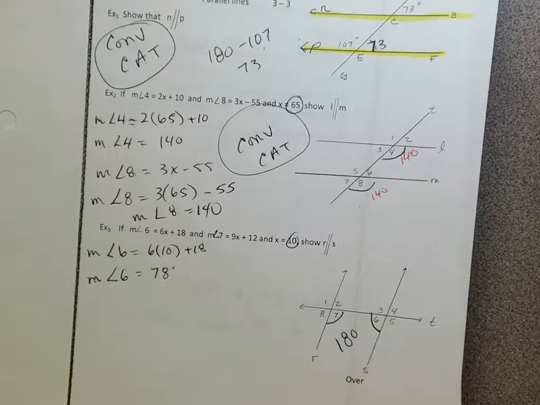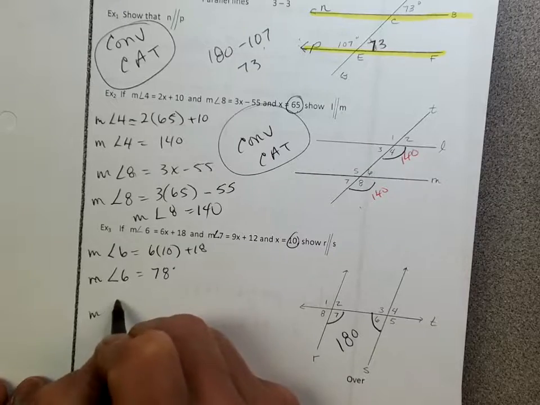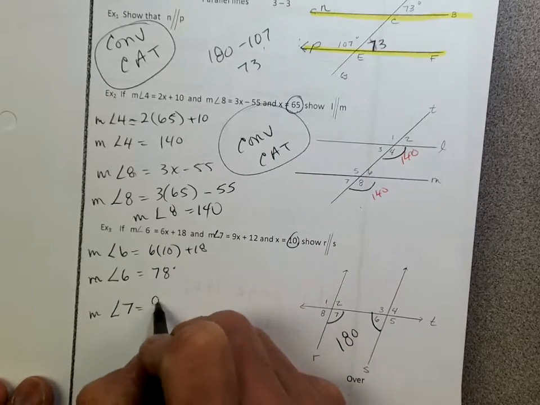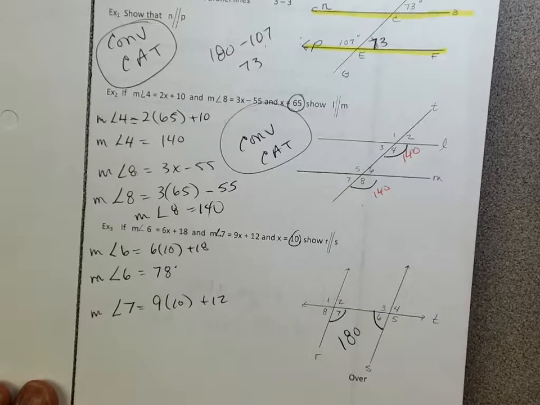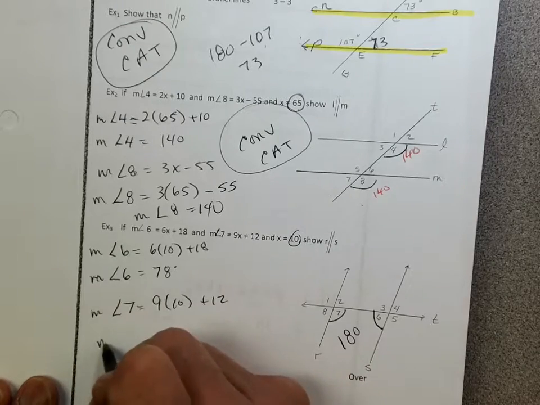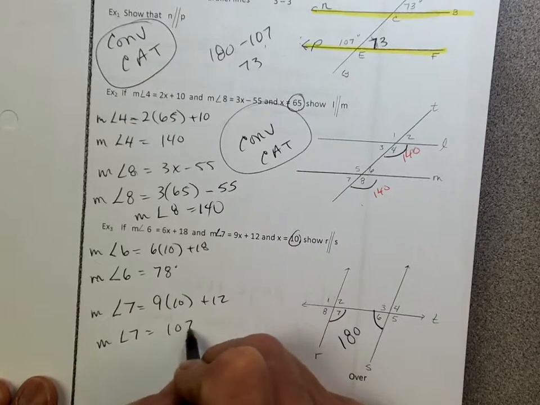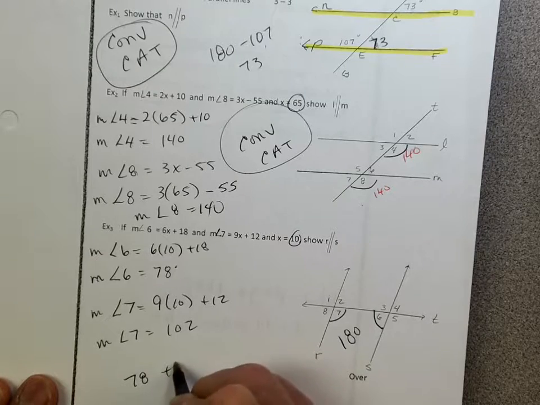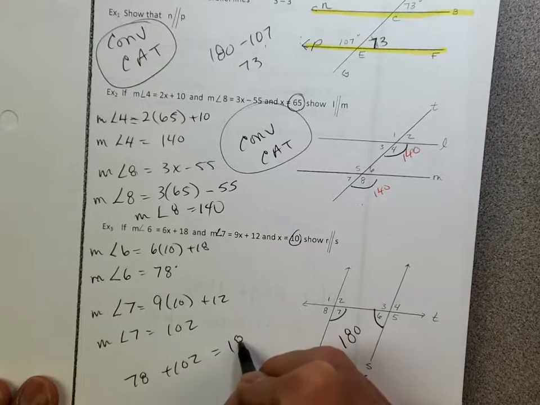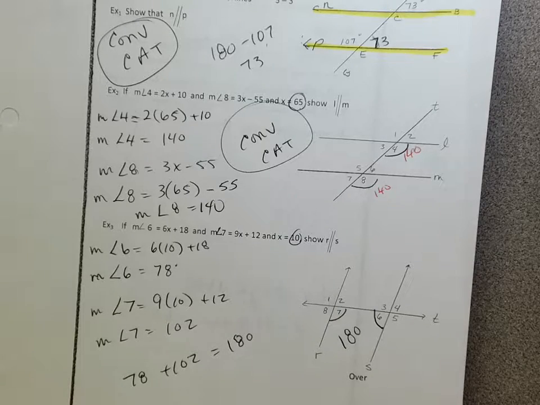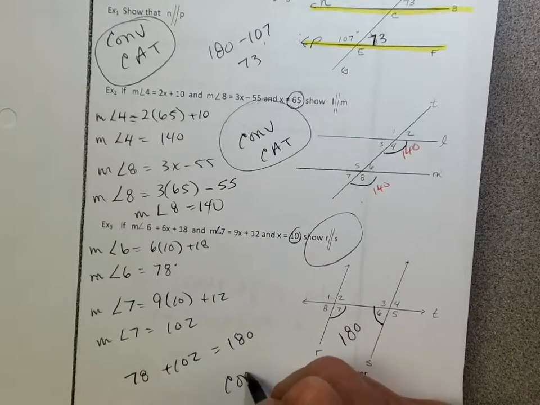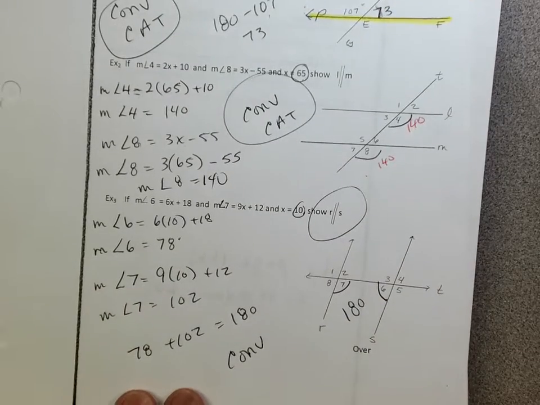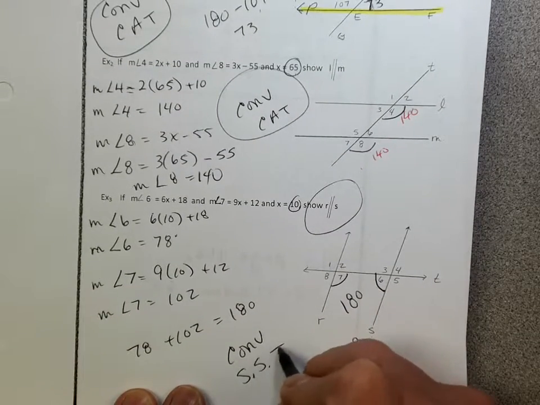And then, how about the measure of angle 7? The measure of angle 7 is 9 times 10 plus 12. 90 plus 12 is 102. So the measure of angle 7 equals 102. So 78 plus 102 does make 180. If it didn't make 180, the lines would not be parallel. So I can say yes, R is parallel to S by converse. You've got to use the word converse because we're proving the opposite. Converse, in this case, same side interior.